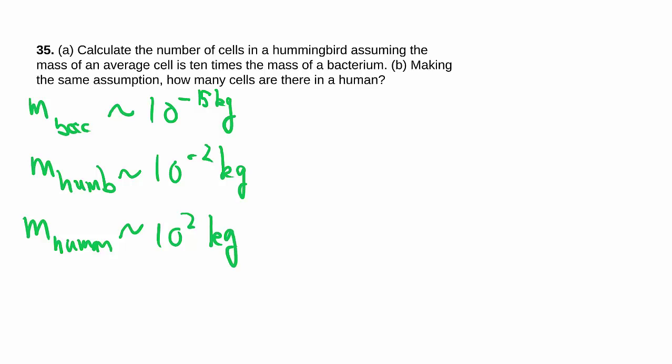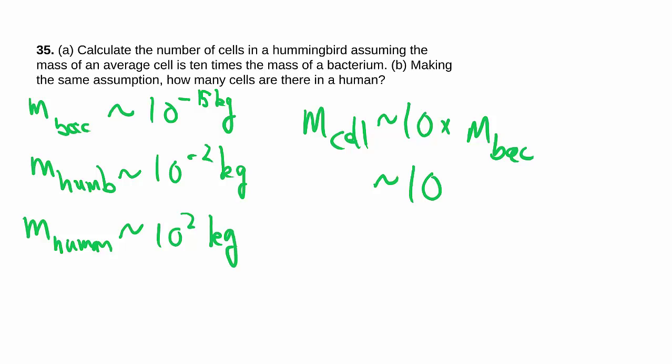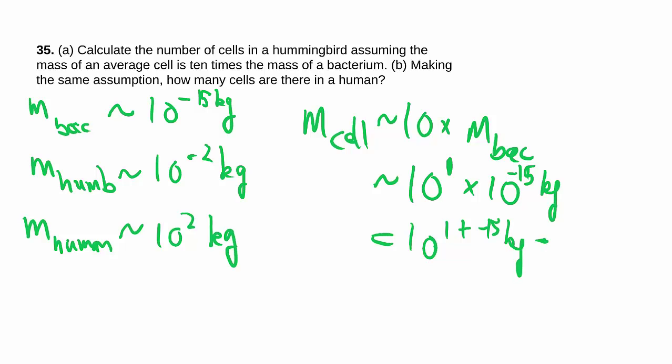First, they say the average cell is about 10 times the mass of the bacterium, so M cell is going to be about 10 times M bacteria. So that's going to give us 10 to the 1 multiplied by 10 to the negative 15 kilograms. When you multiply powers, you just simply add up the powers. So that's 1 plus negative 15, giving us 10 to the minus 14 kilograms. Again, simple math, no calculators required.